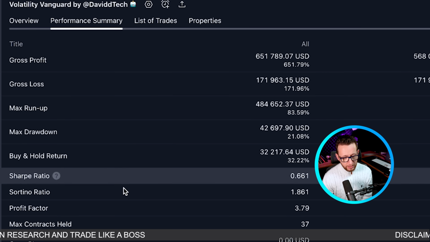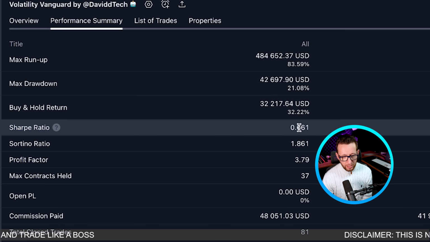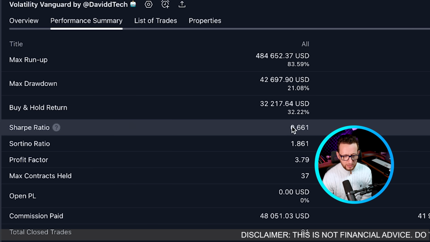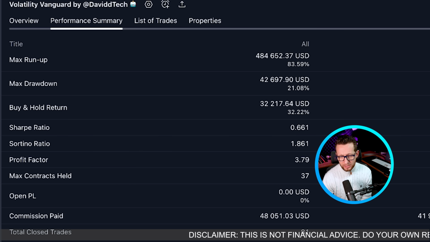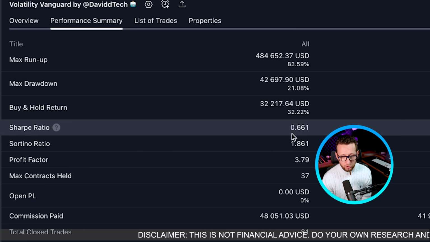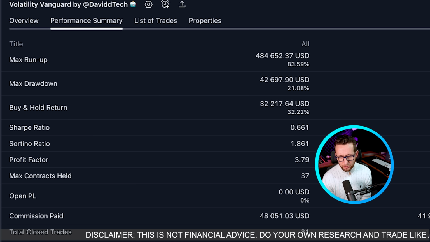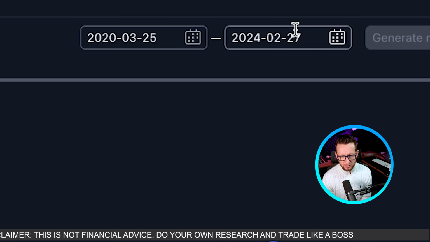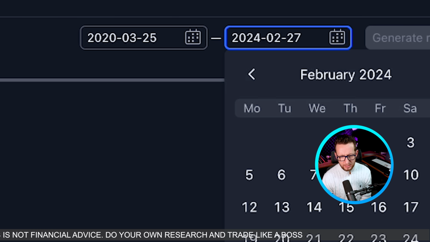When we look at the Sharpe ratio, it is a little bit lower than I'd like to trade personally, but we will put this in for forward testing with the elite backtest as part of the David Tech group, where we're all trying to improve on these trading strategies as a community together. Okay, let's look at the deep backtesting results. I'm going to go back as far as I possibly can up until today's date.